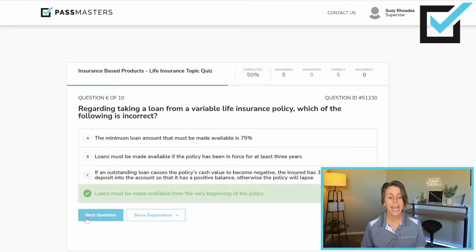In order to take out a loan, a policy must have cash value. And as a general rule, there is no cash value during the first 3 years of the policy. There is protection right away from the beginning, but there is no ability to take out a loan during the first 3 years. So that is the false statement, which means the other 3 statements are all true.